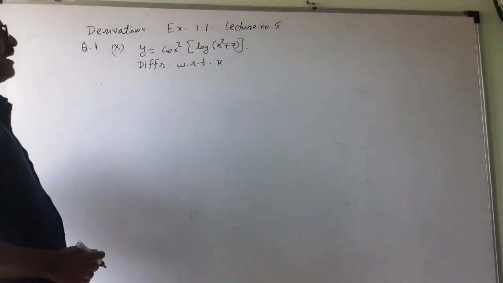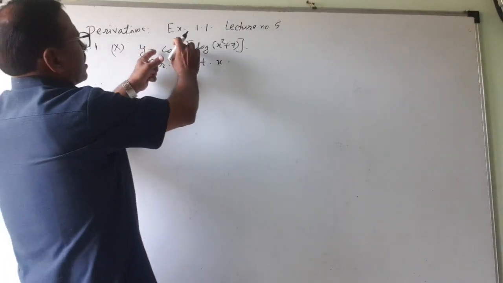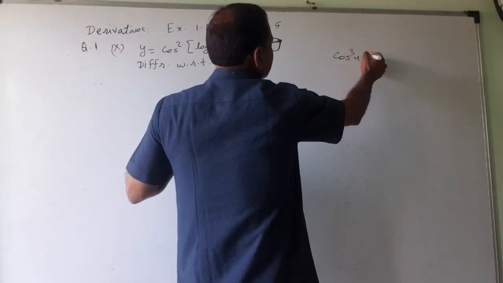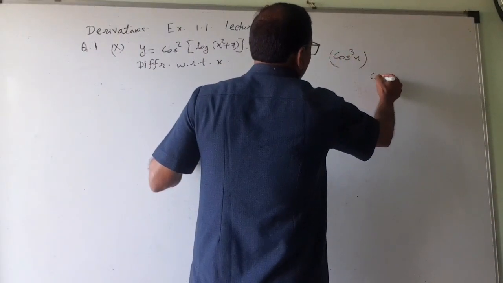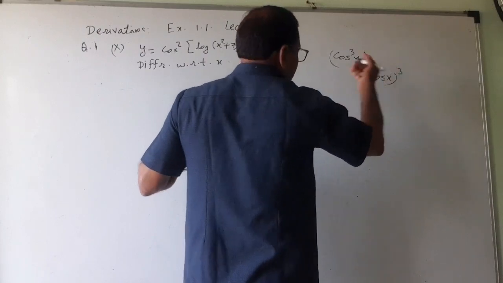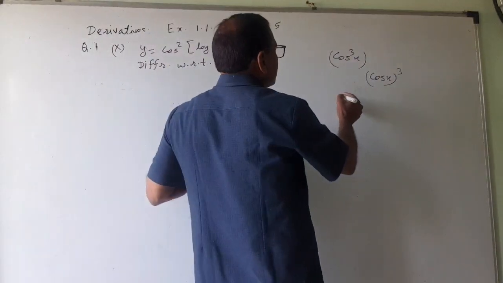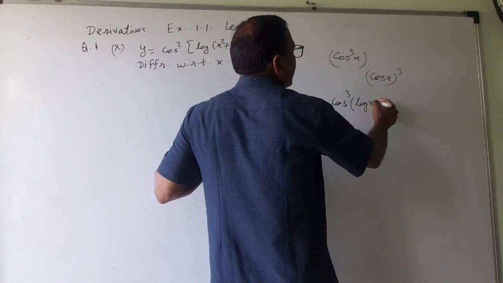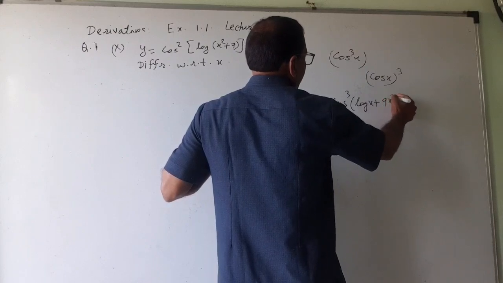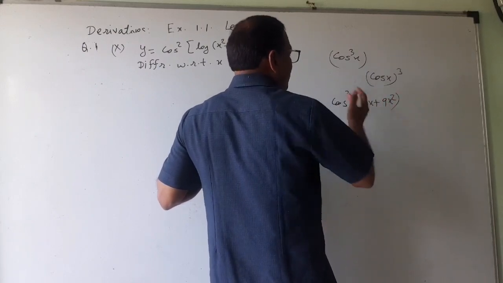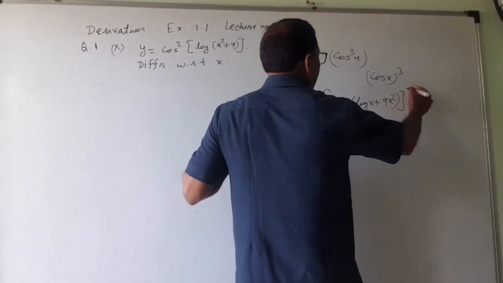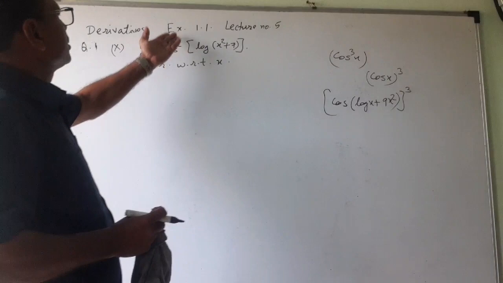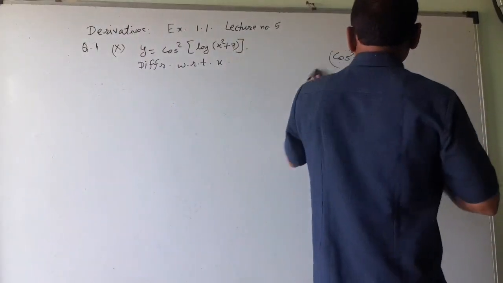This cos square, can I write like this, raised to whole 2? Yes. Cos cube of x is nothing but cos of x its cube. Suppose it is cos raised to 3 of log of x plus 9x square, etc., then it is like this, raised to 3. The same thing we have to apply here. This is raised to, here it is raised to.